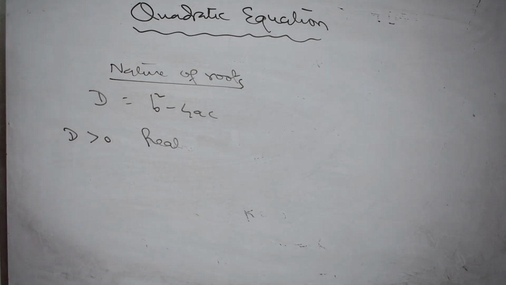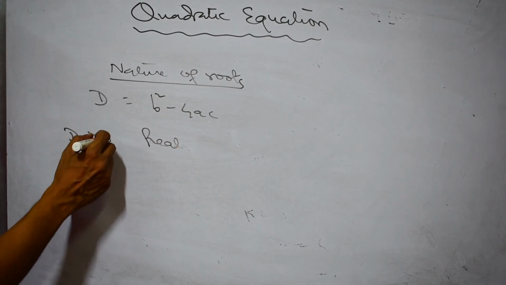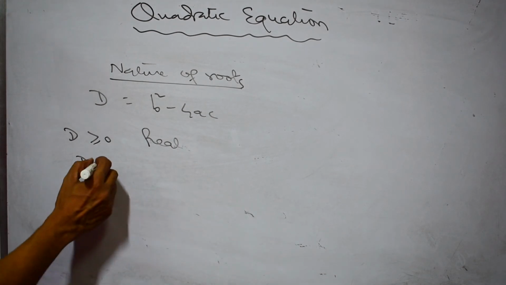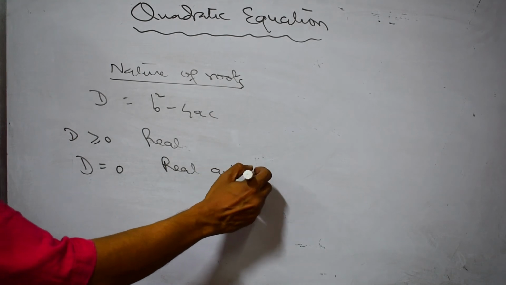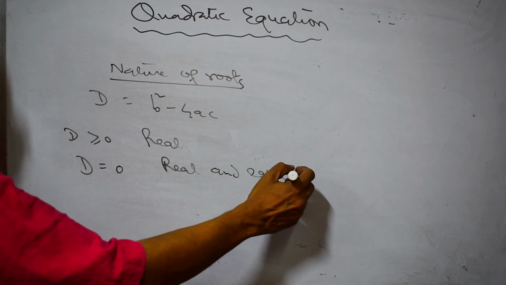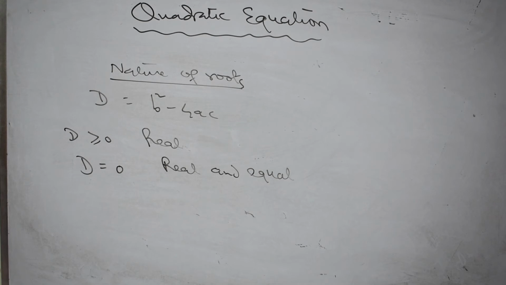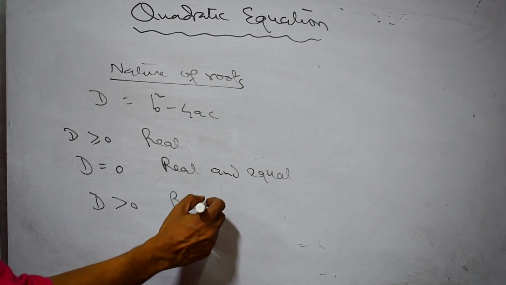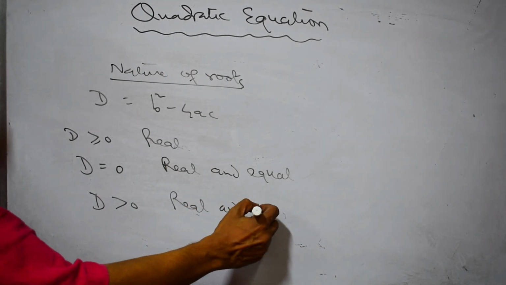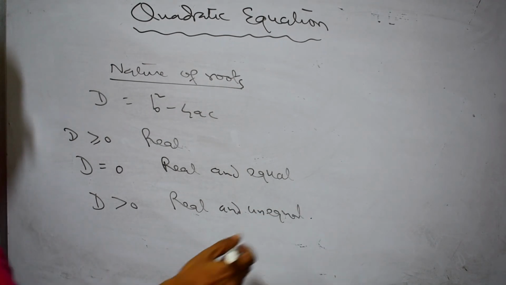We cannot say unequal or equal unless we say d is greater than or equal to 0, then the roots are real. Now if d is equal to 0, then the roots are real and equal. So two conditions: if d is greater than or equal to 0, it is real; but when d is equal to 0, it is real and equal. Real means the values we can find, but if d is greater than 0, then the roots are real, unequal, all different roots.